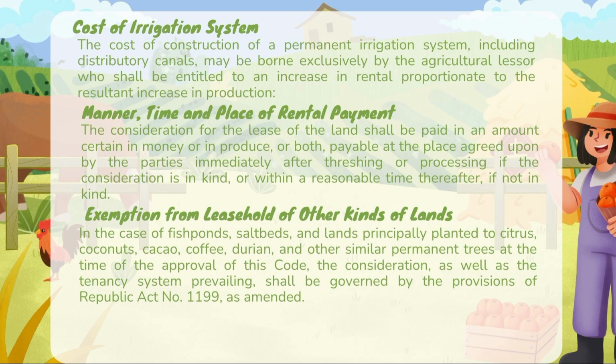Next is exemption from leasehold of other kinds of lands. This section addresses specific land types, including fish ponds, salt belts, and lands primarily planted with citrus, coconuts, cacao, coffee, durian, and other similar permanent trees. The tenancy prevailing on these lands is governed by the provision of Republic Act No. 1199, as amended, indicating a separate legal framework for these specialized agricultural lands.